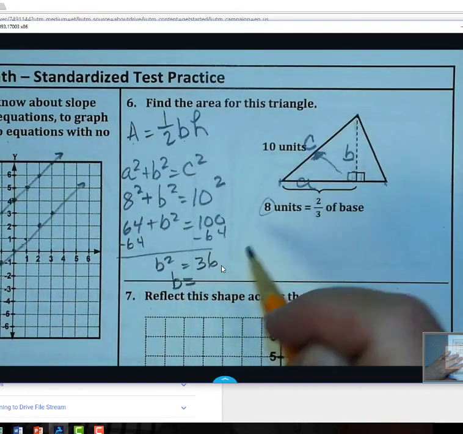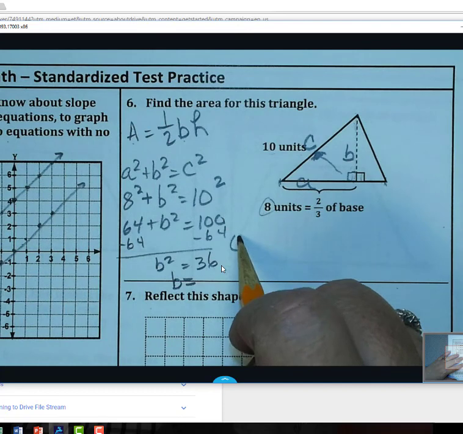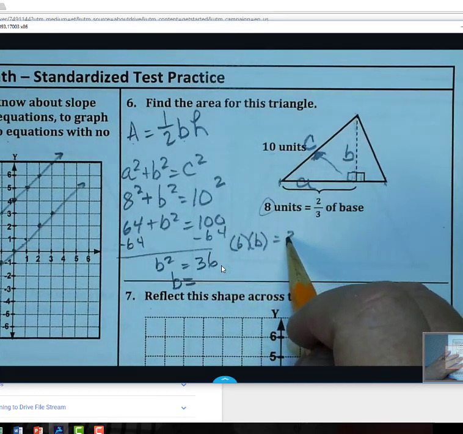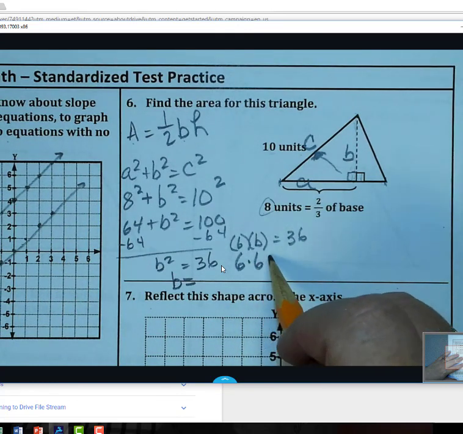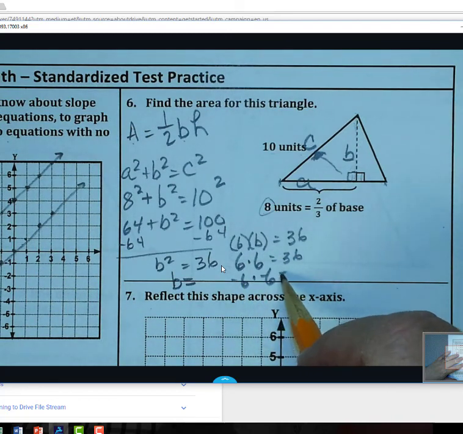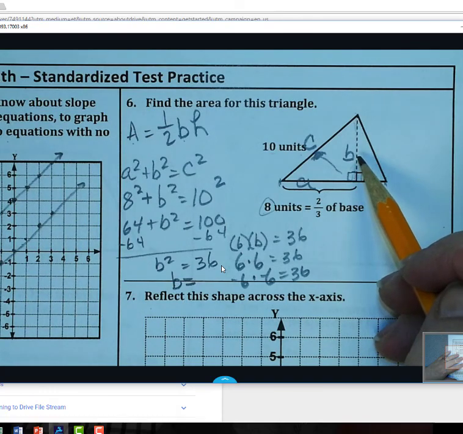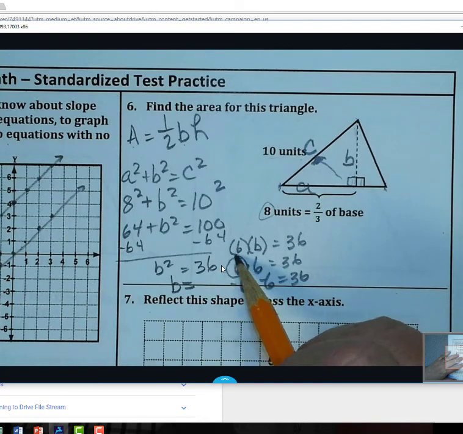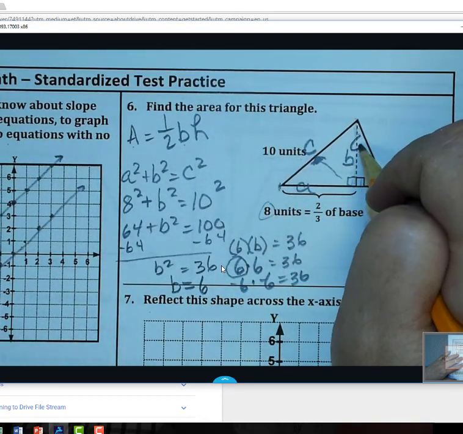I'm going to have b. There's two numbers that I can multiply to get to 36, where the number is the same. So it's b times b equals 36, right? So it could be 6 times 6. Or it could be -6 times -6. The thing is, this is a distance, right? So it can't be a negative number, so b is equal to 6. Okay, so that means this is 6.